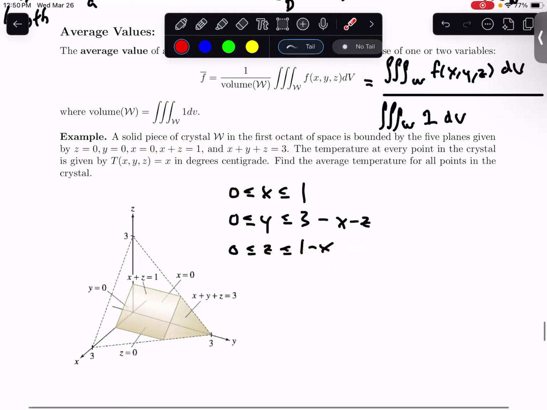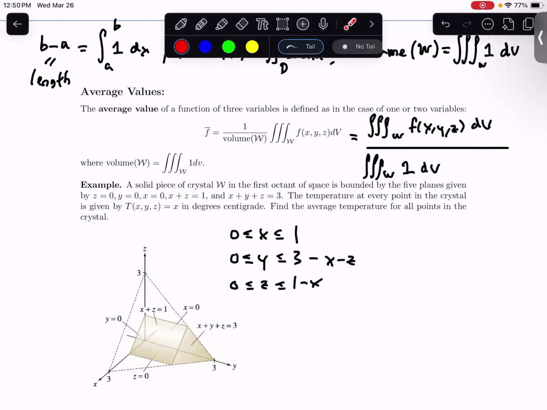It's 12:50 now, so I'll stop here. But this is what we'll pick up in class on Monday. We'll actually go through and find what the average value is going to be.